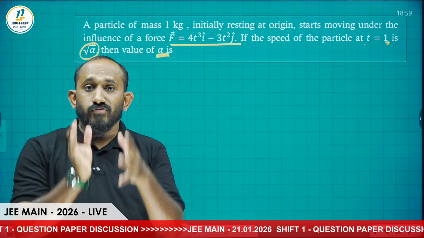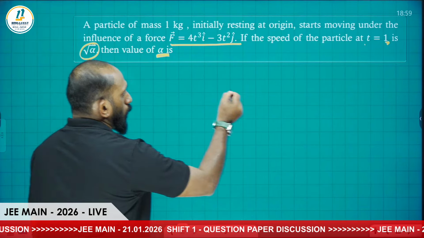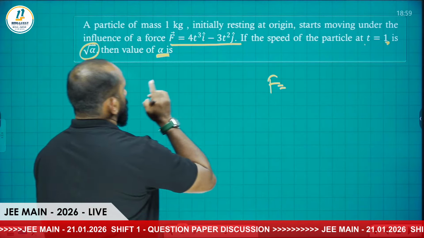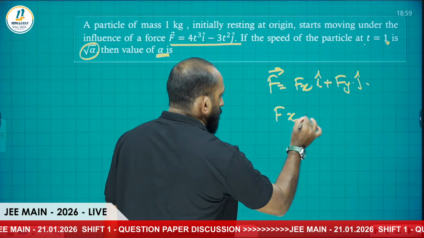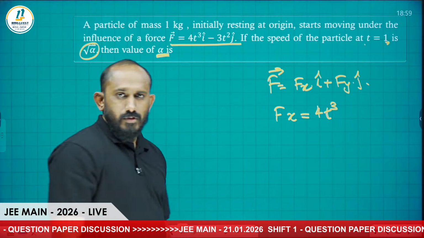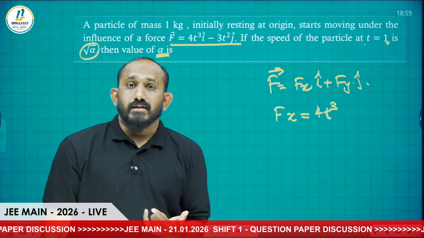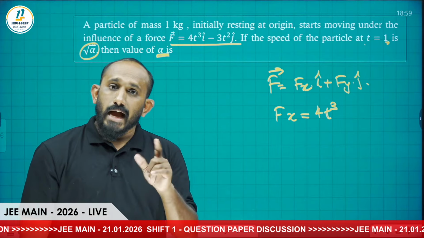So what is the speed? From force, how to find the speed? We have force F equal to Fx i cap plus Fy j cap as a vector form. Fx component is given: 4t cube. From there we can find the x component of the speed. You know how? We can find the acceleration equal to F by m, no?